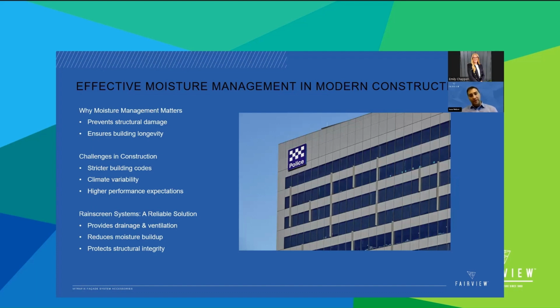In the evolving world of construction, as we witness today, effective moisture management is more crucial than ever. With advances in building codes, increased climate variability, and greater expectations for building longevity, construction teams are increasingly focusing on building envelope solutions to protect structures from the damaging effects of water infiltration. One of the most reliable ways to achieve this is through a well-designed Rainscreen system. Rainscreens, which offer drainage and ventilation pathways, prevent moisture buildup and protect structural integrity over time.